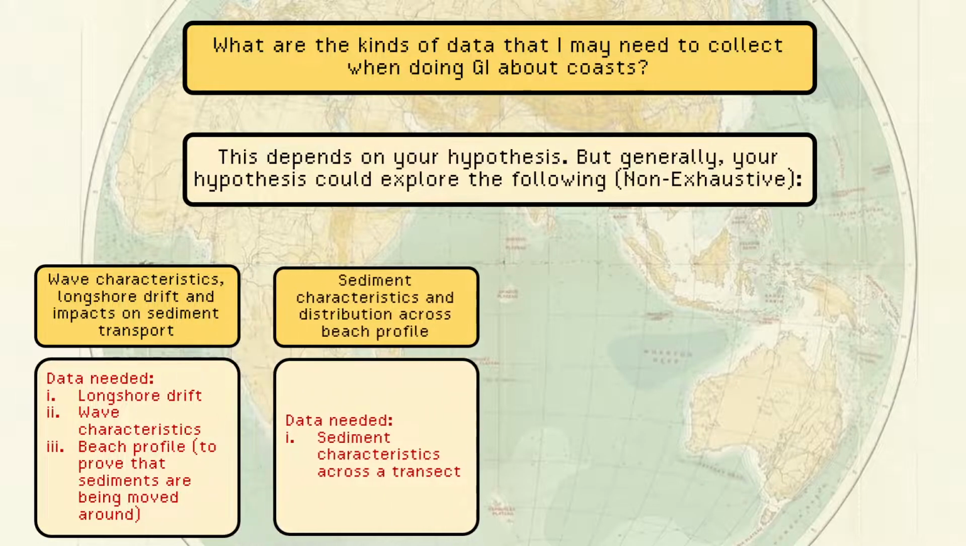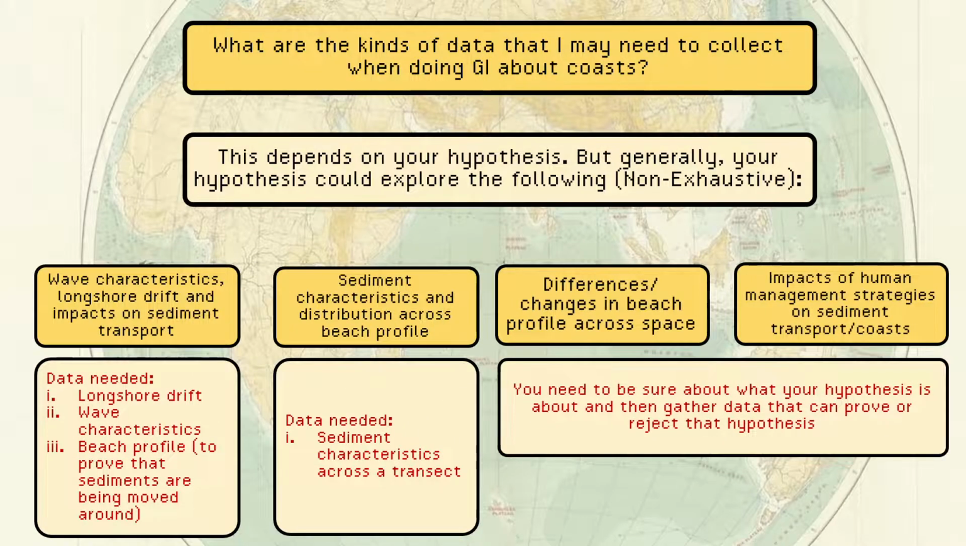So another hypothesis which you could generate with regards to coastal GIs will be about sediment characteristics and distribution across beach profile. So where do we find larger sediments? Where do we find smaller sediments? Is there a relationship between the two? How do I explain how they are distributed across the beach profile? So the type of data that you need when you're trying to do this type of research would be sediment characteristics across a transect or across a beach profile.